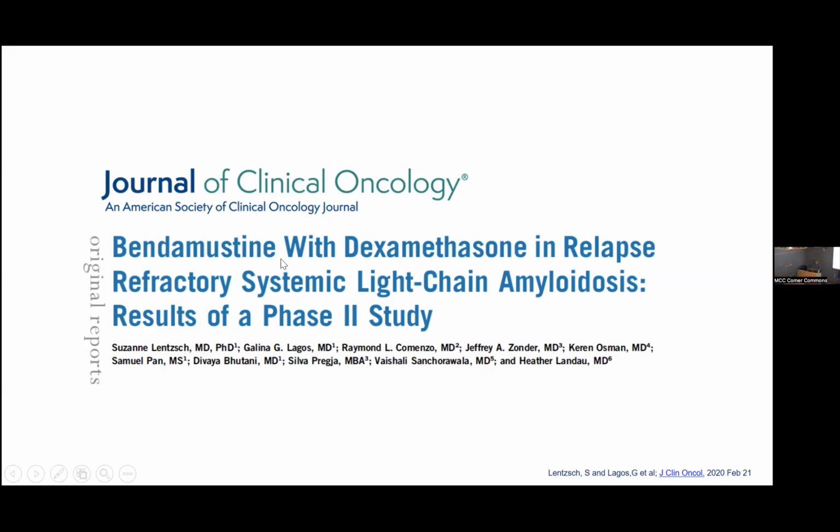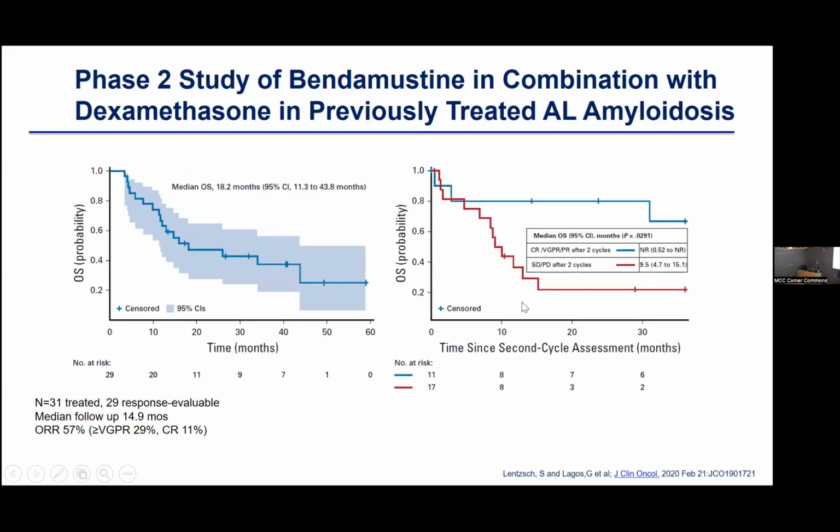But I'm just going to include a few other studies, things we didn't think about that are actually very effective in light chain. So Benda plus Dex has a great phase 2 study for light chain amyloidosis. And this was in patients who had kind of seen everything. So bendamustine can still be quite active. And again, it showed that those who achieved very good responses did much better. Okay, but it's something to think about.